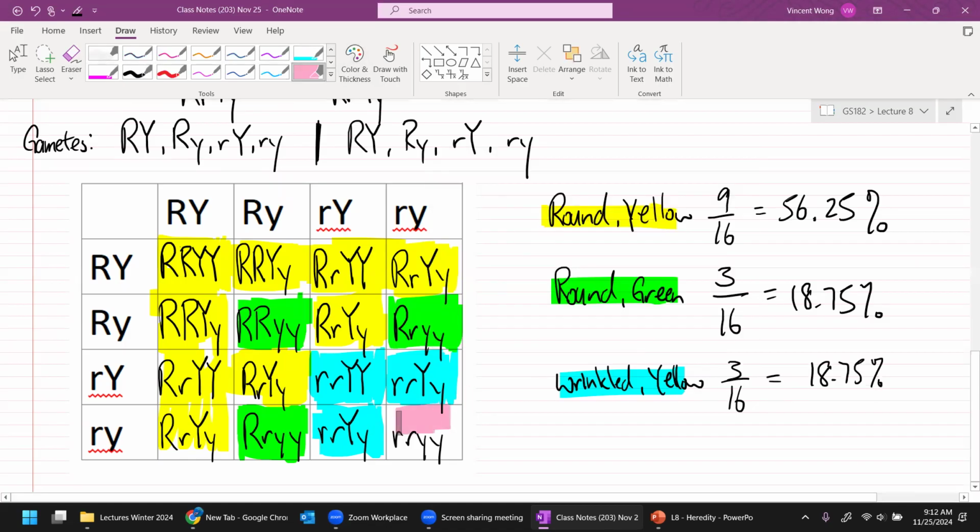And then this one is super rare, right? This is wrinkled and green, which is 1/16.